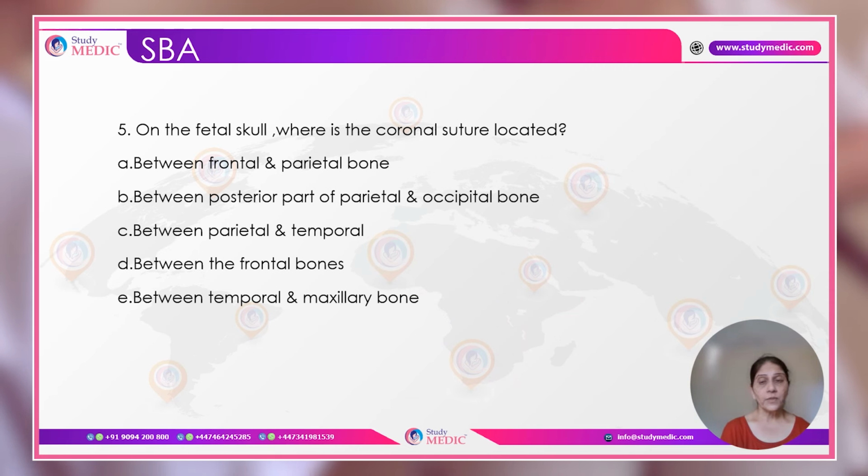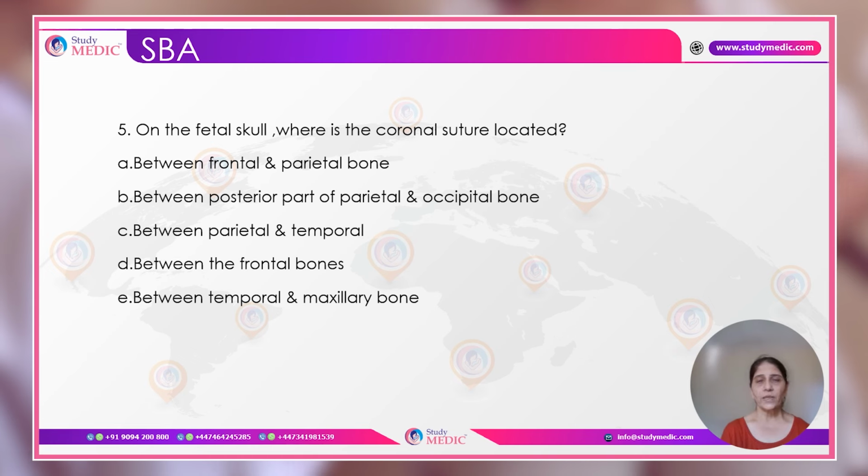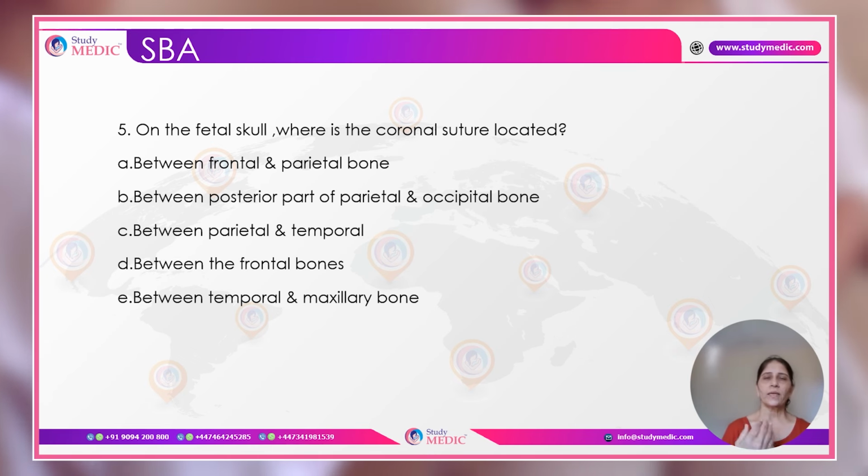Something about the fetal skull. So where is the coronal suture located? For this, you can envision the fetal skull in front of you. Now you know there are two planes, the sagittal plane and the coronal plane. The sagittal plane is the one that will divide the body into right and left parts, whereas the coronal is going to divide it into anterior and posterior parts.